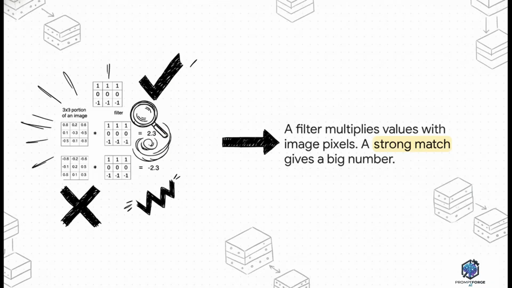And here's how it actually works, deep down. That filter, which is really just a small grid of numbers, lays on top of a patch of the image. It multiplies its numbers with the pixel values underneath and adds it all up. If the patch of the image is a great match for what the filter is looking for, you get a really high number. If it's a bad match, you get a low one. It's basically a feature detector.